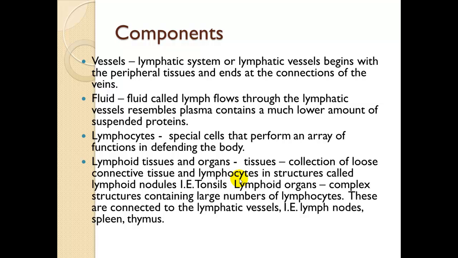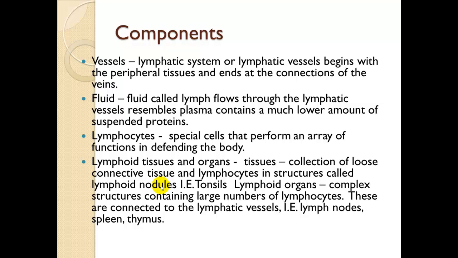And the first thing we're going to talk about is components here. And these things are going to run throughout the body just pretty much like the veins and the arteries did. Lymphatic vessels begin with the peripheral tissues and end at the connections of the veins. The fluid that's in them is called lymph, flows through the lymphatic vessels, and resembles plasma, but contains a much lower amount of suspended proteins than the plasma does.